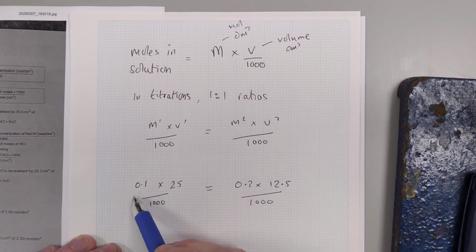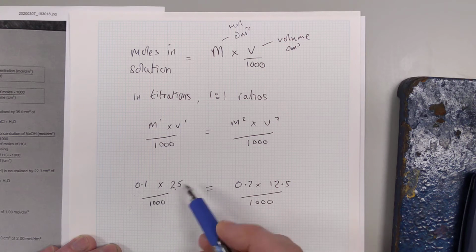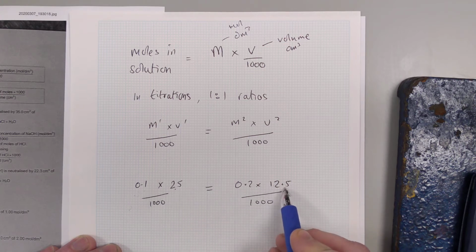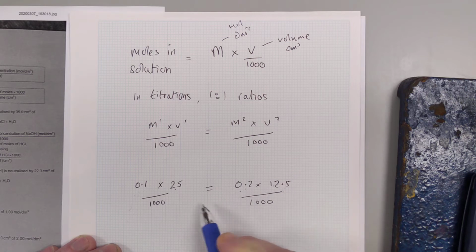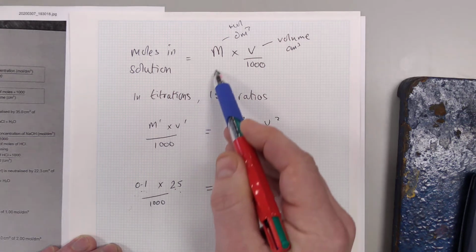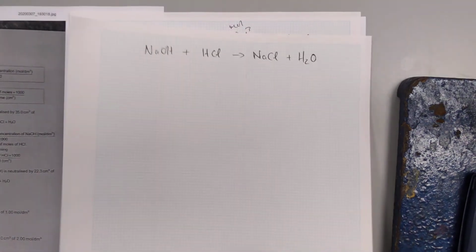So a really simple example here is if we've got a 0.1 molar solution and we use 25 cubic centimetres of it, that would be equivalent to using 12.5 of a 0.2 molar solution. So i.e. double the strength, you only need half the volume, or conversely, if you have half the strength or half the concentration, you need to use double the volume. Anyway, we're going to use this M times V over 1,000 to calculate the number of moles in solution.